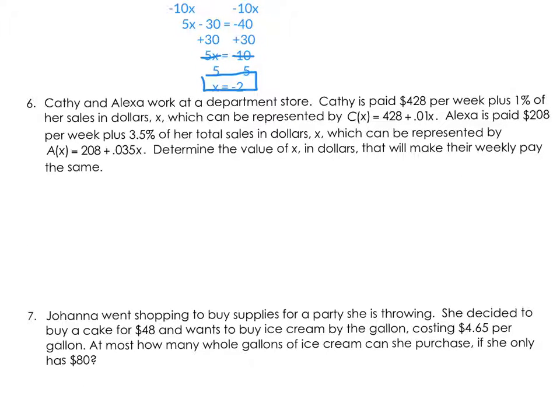Okay, question number 6 says that Kathy and Alexa work at a department store. Kathy is paid $428 per week plus 1% of her sales in dollars X, which can be represented by, and they gave me a function. Well, that's very nice. And Alexa is paid $208 per week plus 3.5% of her total sales in dollars X, which can be represented by A of X equals 208 plus 0.035X. Then we need to determine the value of X in dollars that will make their weekly pay the same.